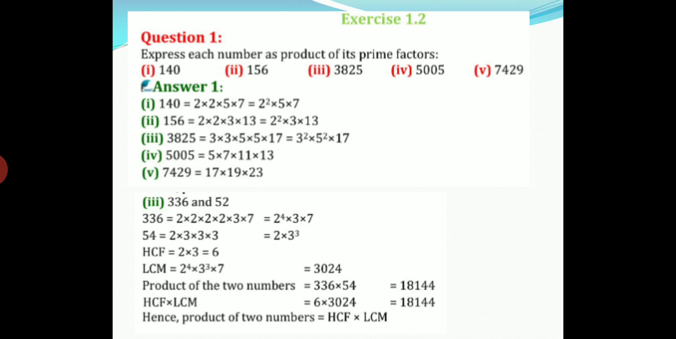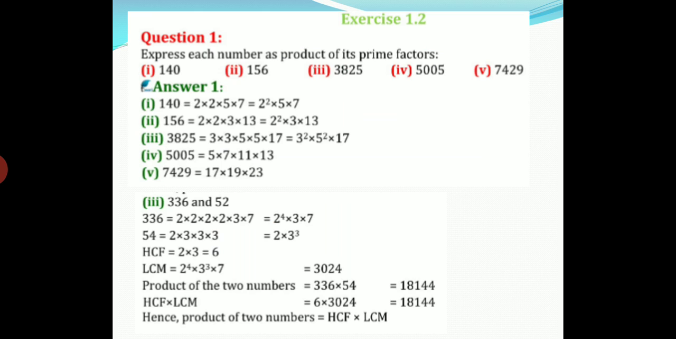Then the second sum, third subdivision was given as homework. That is, you should find HCF and LCM, and also verify the property that HCF into LCM equals the product of the two numbers. Here the two numbers are 336 and 54. Here by mistake it is given 52, but the sum is done with 54 only. So 336, the prime factorization is 2 power 4 into 3 into 7. 54, the prime factorization is 2 into 3 power 3.